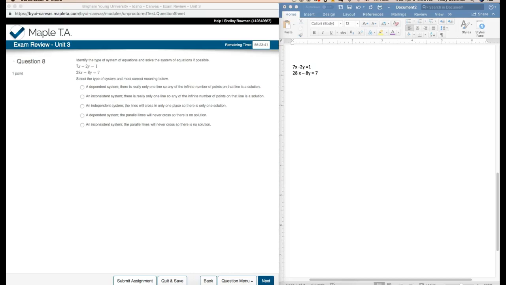Maple TA Exam Review, Unit 3, question number 8. Identify the type of system of equations and solve the system of equations if possible. I can see from down here that it's actually not looking for something super specific, so I'm not going to do an elimination or anything in that case. I'm just going to look at these in slope-intercept form.